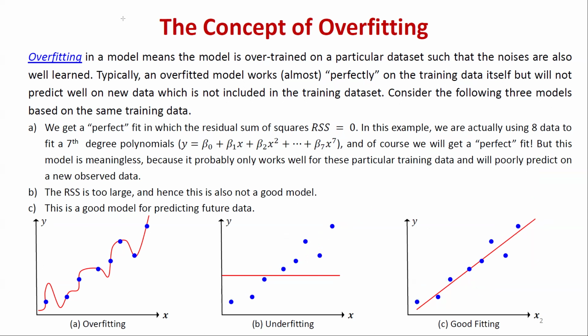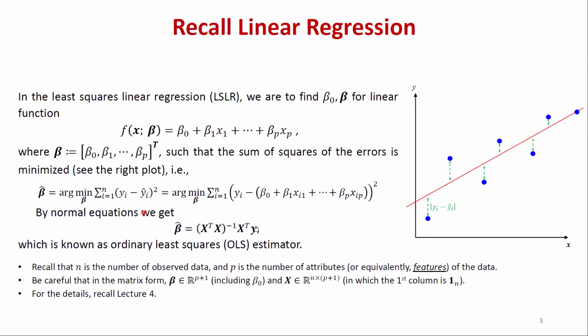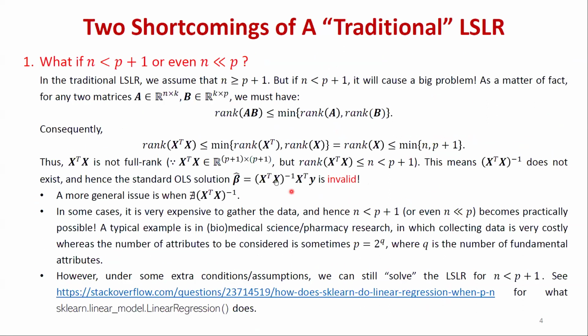And what we need as a fitting in practice is something like this one. This is a good fit, meaning that it works not too badly on my training data and it will work well on my future data. This is the practical one, the thing that I want. So this is overfitting, issue number one. And issue number two is this.